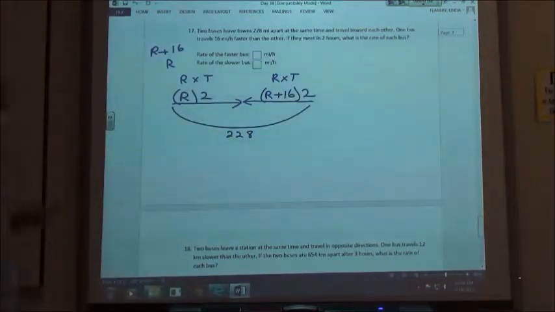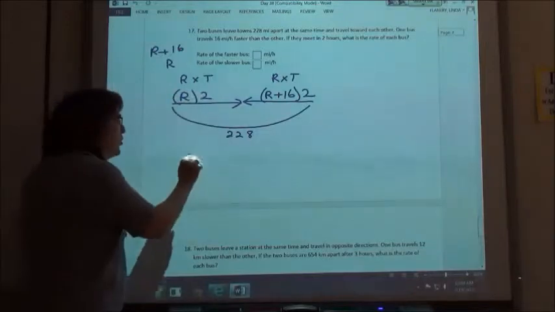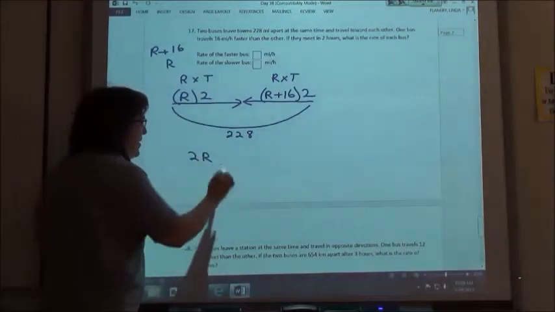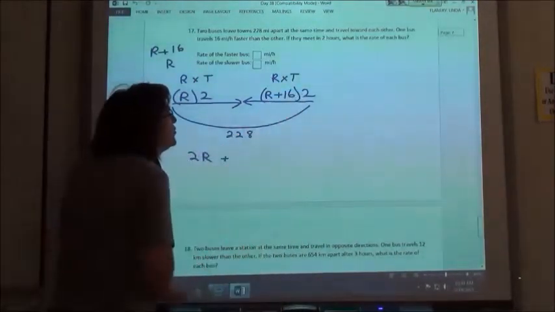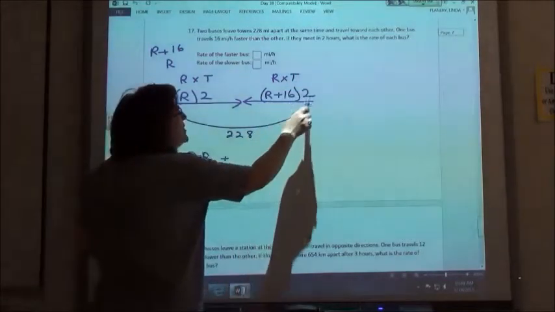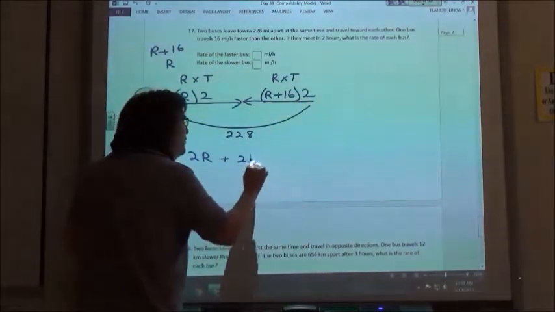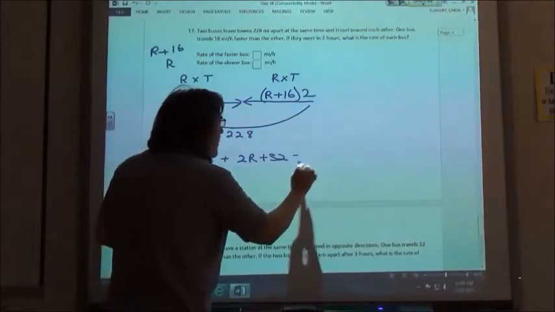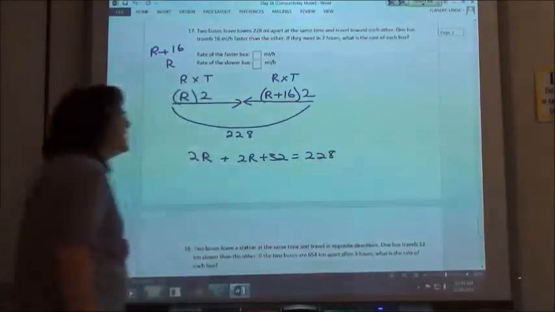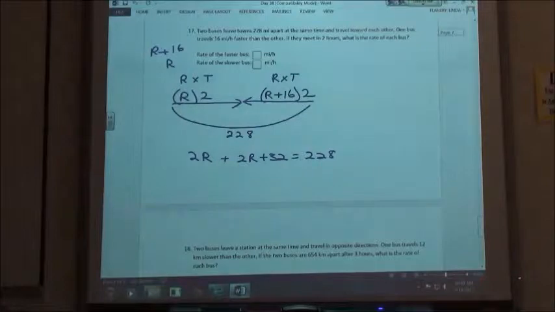Setting up my equation then. Well, r times 2 looks better as 2r. Plus, here I would use my distributive property. If I take r plus 16 times 2, I'm going to have 2r plus 32. That's going to equal my total distance, 228. So now I have an equation that I can solve.